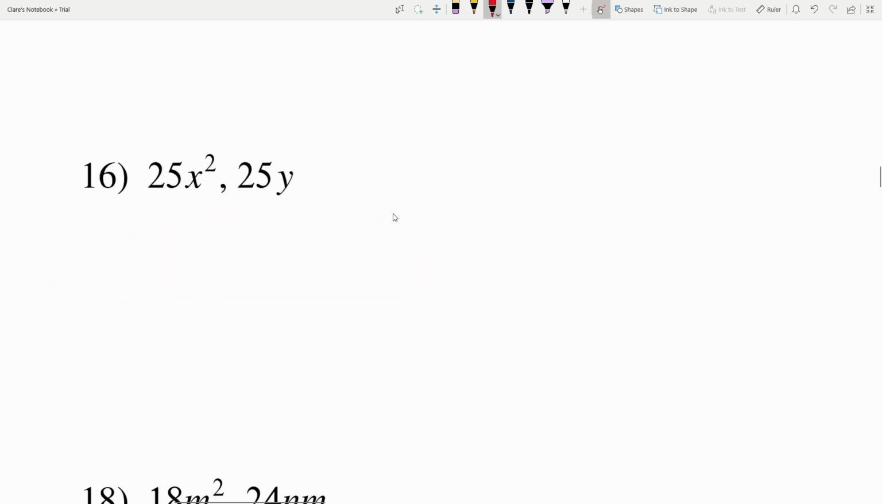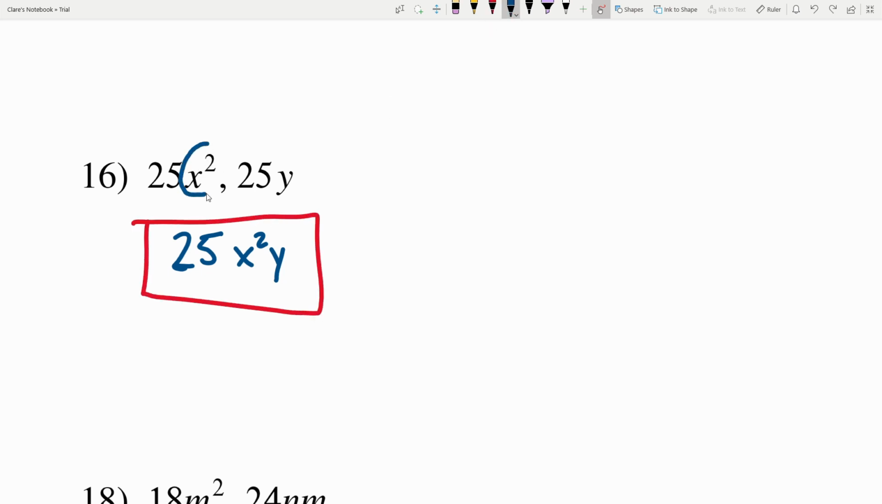In number 16, I have 25x squared and 25y. Well, 25 divides 25, so 25 is the coefficient LCM, but now I have to look at my variables. 25x squared and 25y, the least common multiple between x squared and y is x squared y. So 25x squared y is my least common multiple. And again, I have to take the greatest exponents with my variables. So the greatest exponent with an x was x squared, and the greatest exponent with a y was 1. So 25x squared y is my least common multiple.